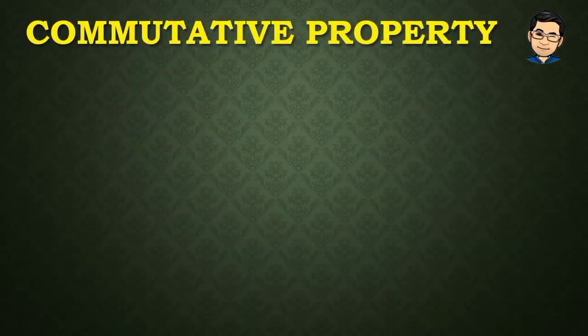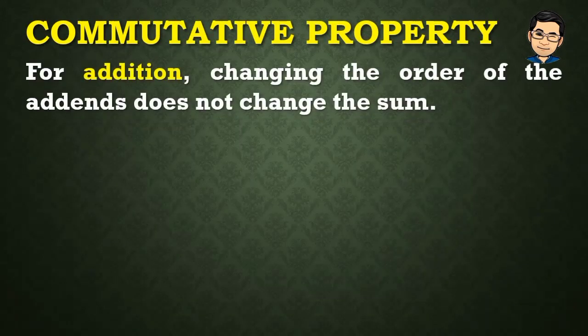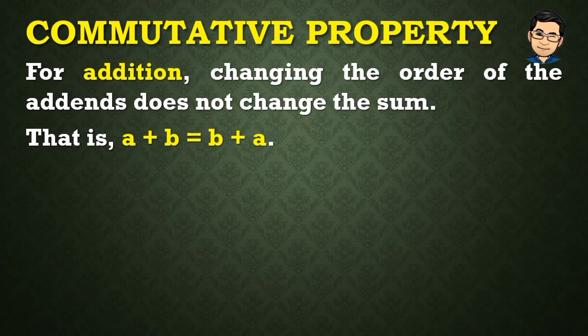Next, let's have the commutative property. For addition, changing the order of the addends does not change the sum. That is, a plus b is equal to b plus a. Ang ibig sabihin lang niyan, pagpalitin man natin yung pwesto ng mga addends, hindi naman mababago yung sagot.